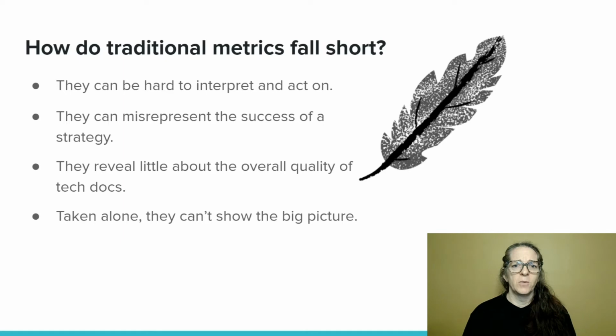Basically, depending on your resources, you may be able to collect a lot of data using traditional metrics, but how do you interpret and act on them? We can report that we created more docs, or we can get higher page views, but do these numbers accurately reflect the quality of the docs strategy, the quality of our docs, or the success of our strategy?